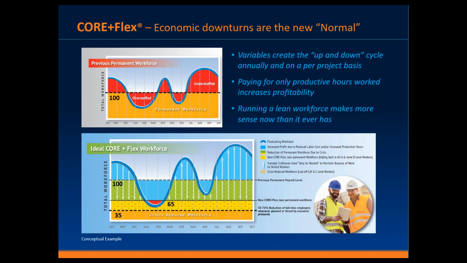Yeah, thank you, Greg. The fact of the matter is, and Greg, you said it, economic downturns are the new normal. These downturns that were once considered anomalies are now becoming the new norm, and we are actually experiencing one every 5 to 6 or 8 to 10 years. When you pair that with the variables that affect us all as construction industry workers or companies, there are just so many peaks and valleys that affect us seasonally and on a per project basis.